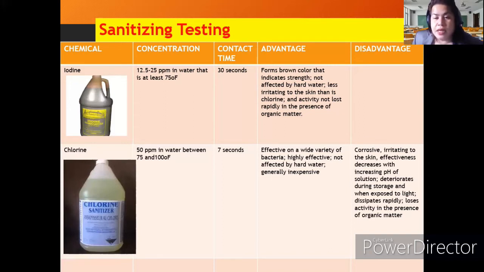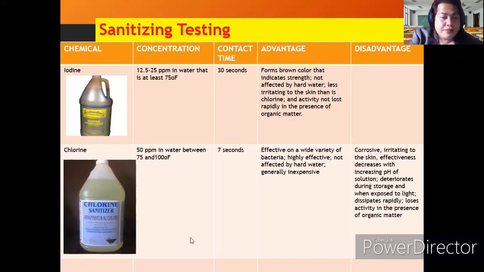Dissipates rapidly. Loses activity in the presence of organic matter. So, mabilis naman nawawala yung effectivity niya once na merong organic matter na nalasama doon sa solutions or sanitizing solutions.